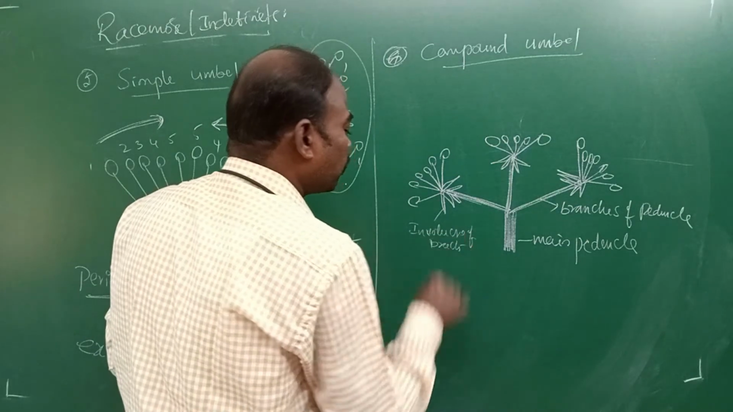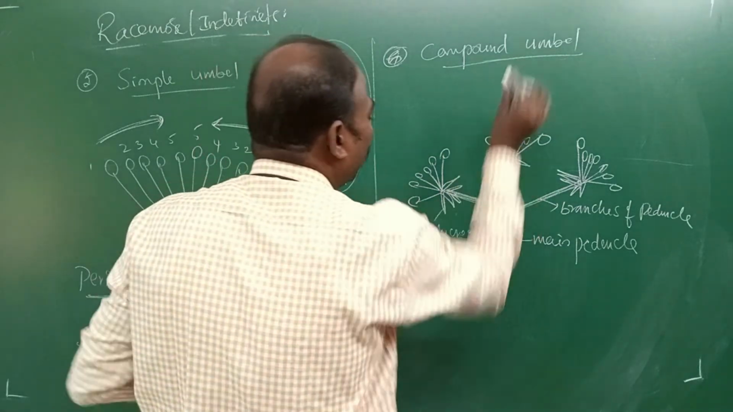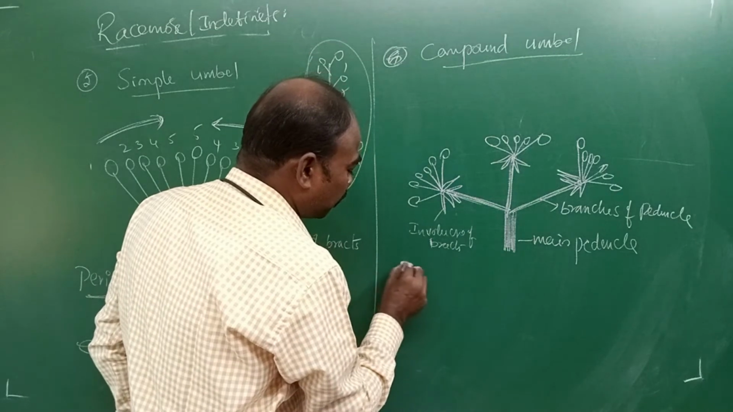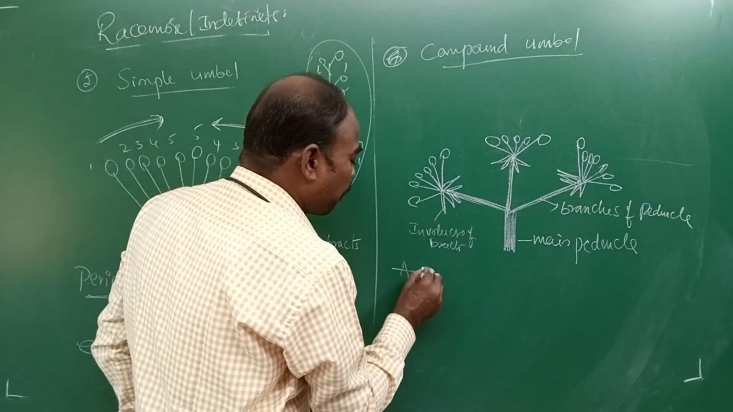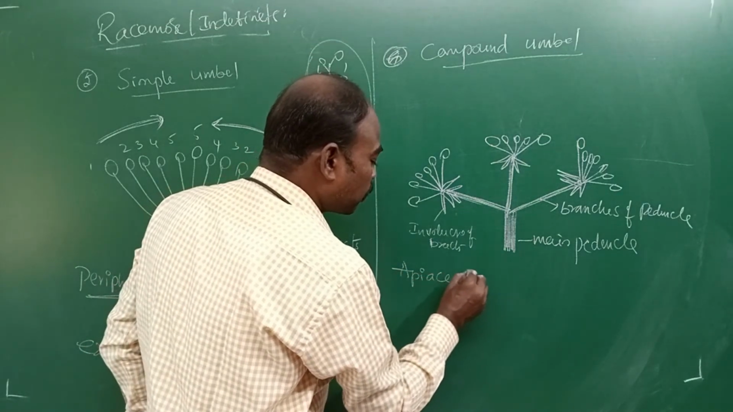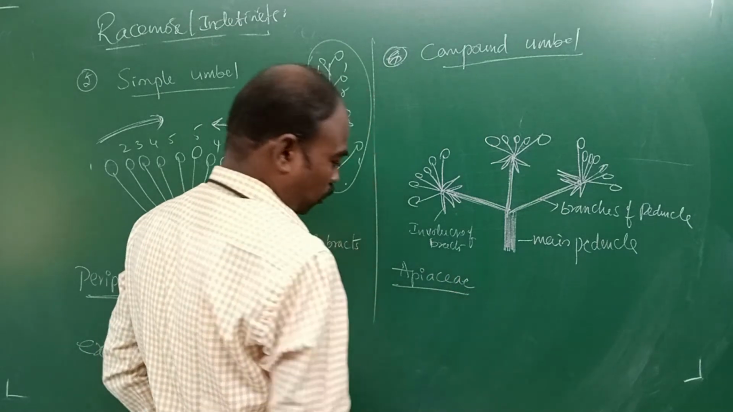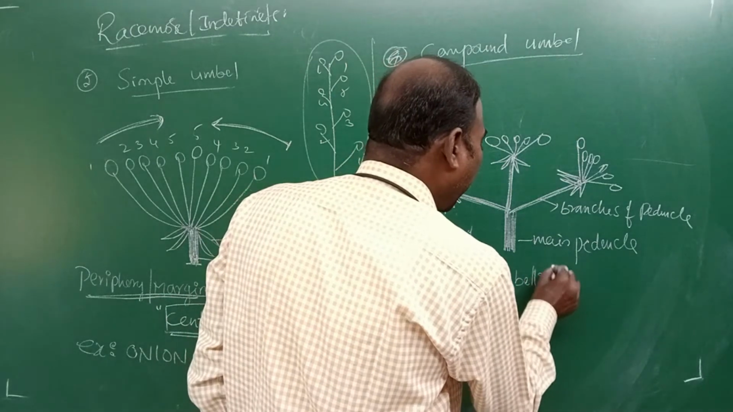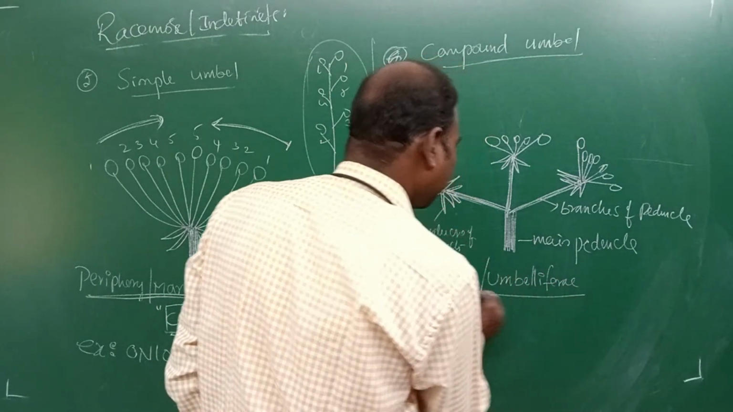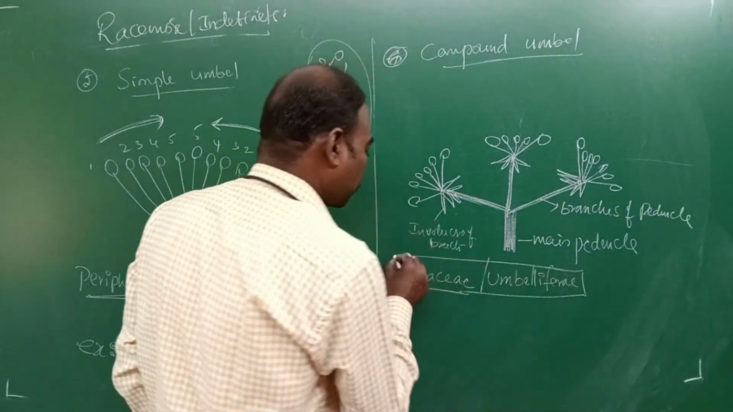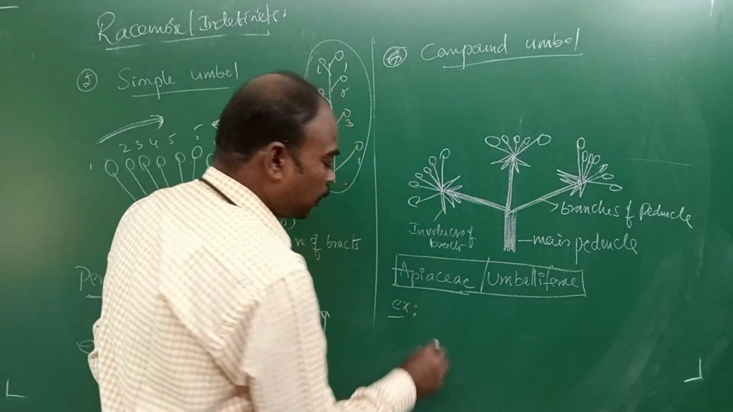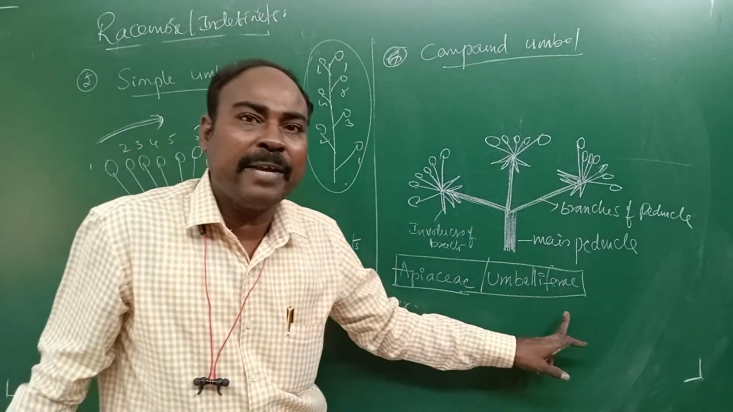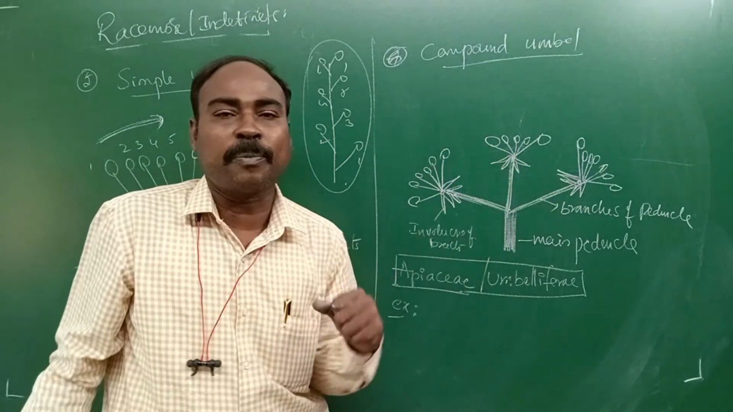This type of compound umbel is found in Apiaceae members or Umbelliferae family members. Plants of the Apiaceae or Umbelliferae family exhibit such type of inflorescence.